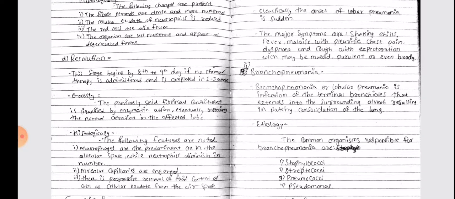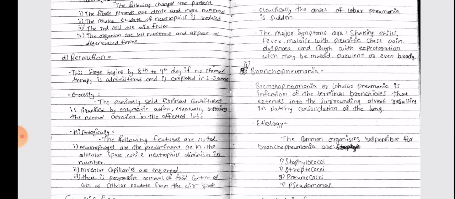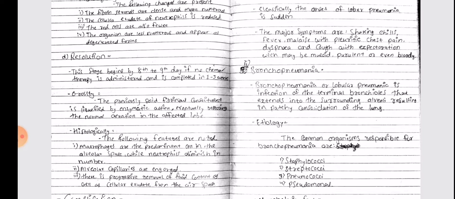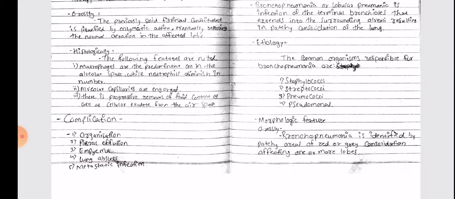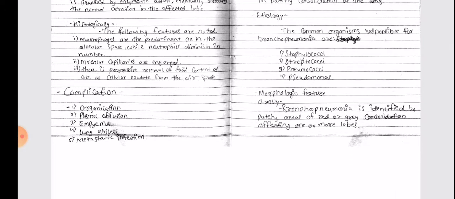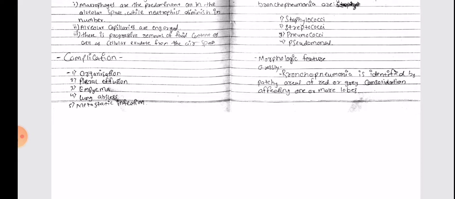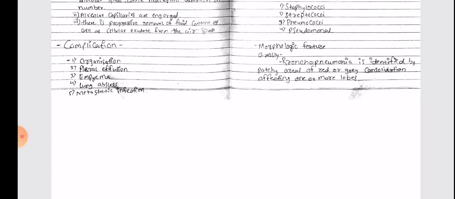Bronchopneumonia. Bronchopneumonia or lobular pneumonia is infection of the terminal bronchioles that extends into the surrounding alveoli, resulting in patchy consolidation of the lungs. Etiology. The common organisms responsible for bronchopneumonia are Staphylococci, Streptococci, Pneumococci, and Pseudomonas. Morphologic features. Grossly, bronchopneumonia is identified by patchy areas of red or grey consolidation affecting one or more lobes.